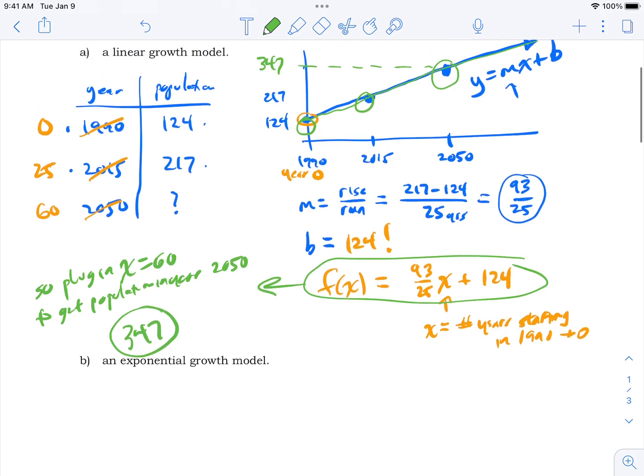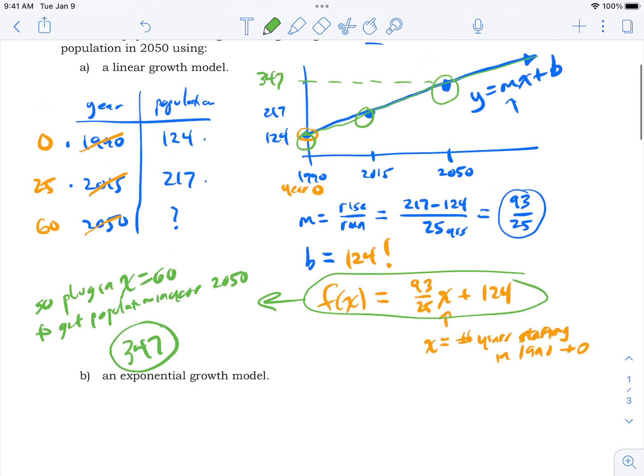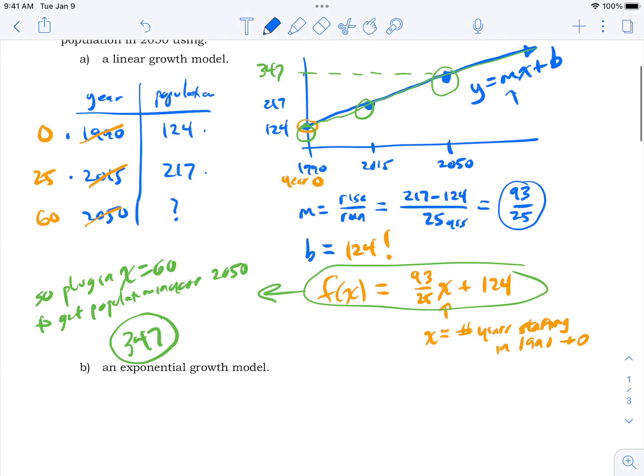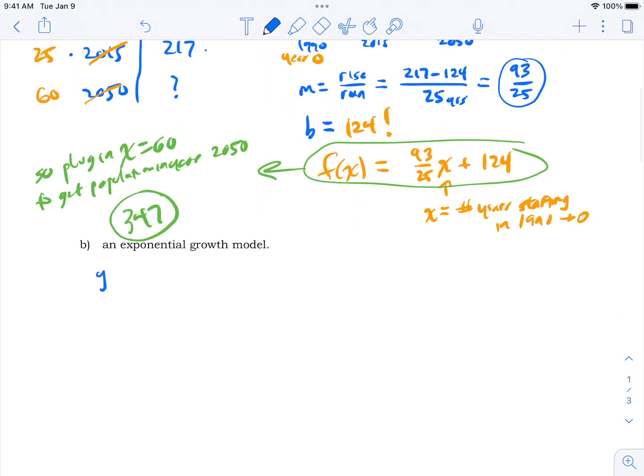So let's use an exponential growth model. So first I'll try to, let's start by making a graph.